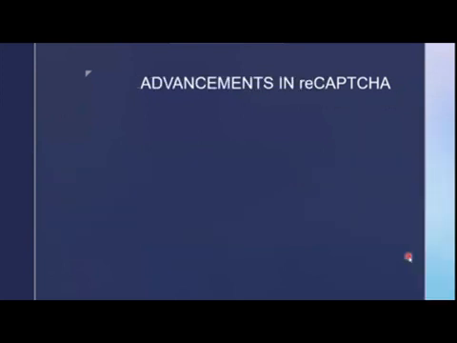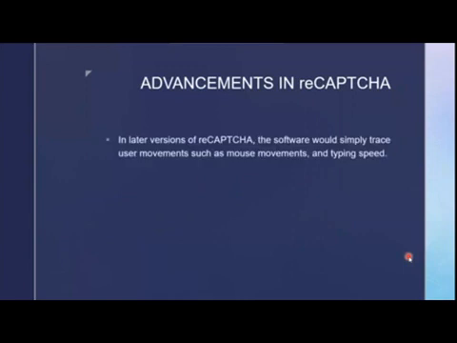Next, let's have a look at some advancements in reCAPTCHA. In later versions of reCAPTCHA, the software would simply trace user movements. So this one is even smarter. This is sort of like a hidden captcha. This will not actually ask the user to enter anything or to select pictures or anything. It will just trace user movements such as mouse and typing speed. So it will see how fast the user is moving his mouse and how he is moving.